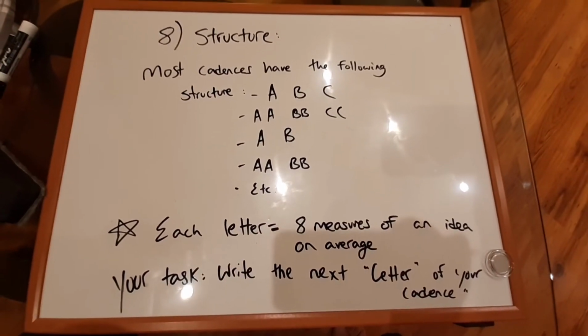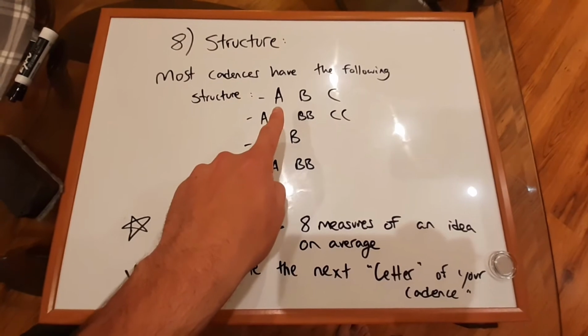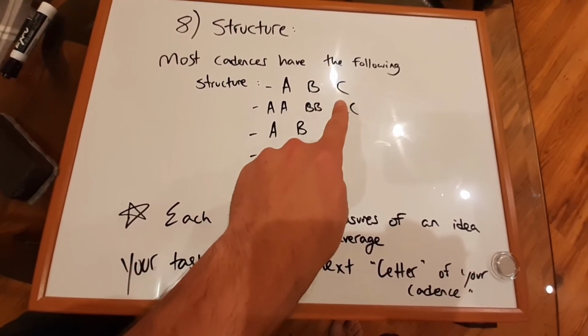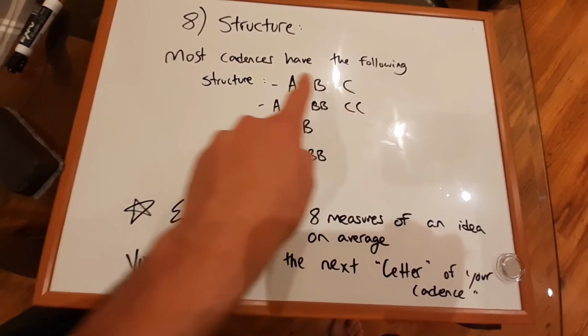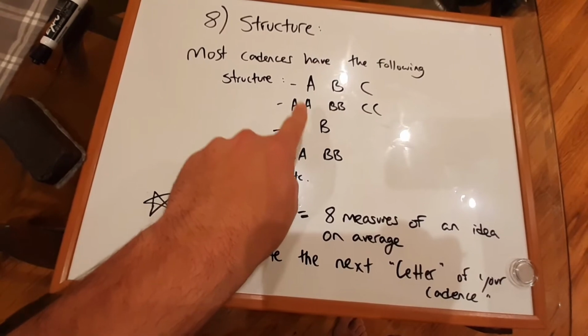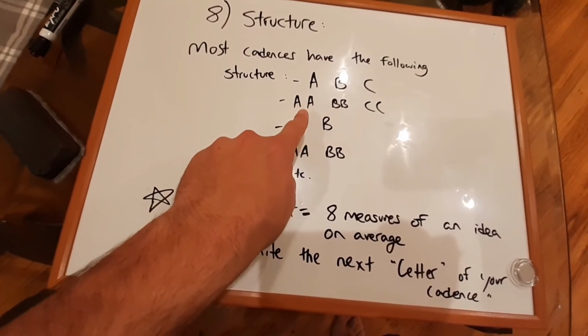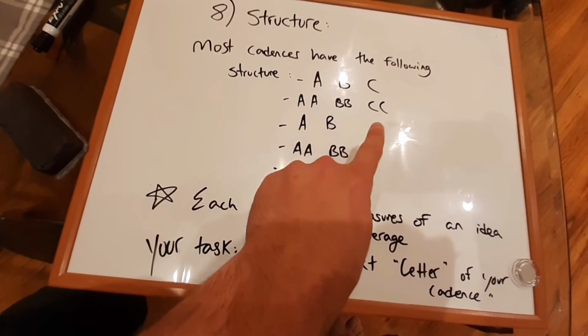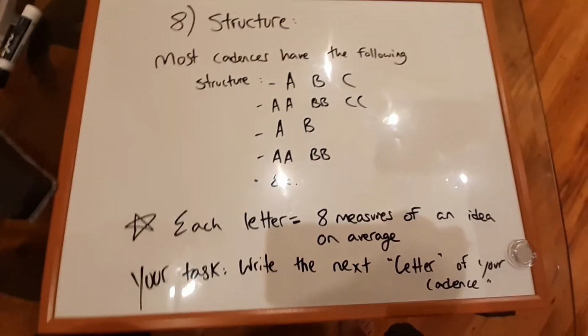So if we have a cadence, A would be 8 measures worth of an idea, B would be 8 measures worth of an idea, and C would be 8 measures worth of an idea. If we have an AA, BB, CC structure, this would just be A, but it's repeated. So this would actually be 16 measures right here, and this would be 16, and this would be 16. It's just that it's repeated like that.